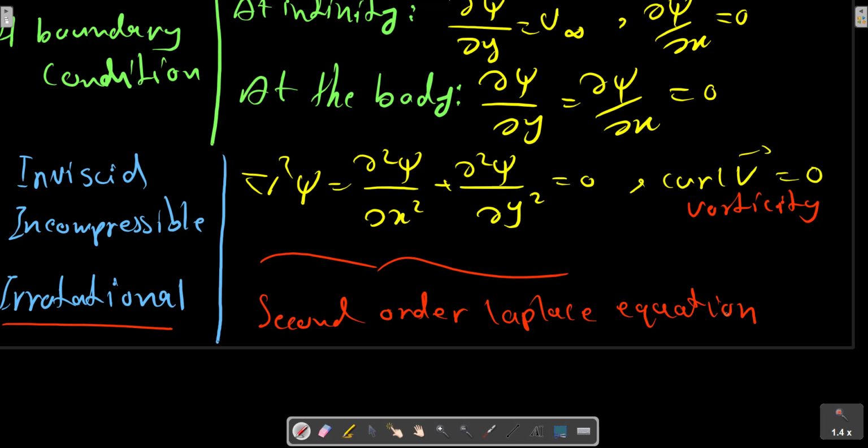For which many solutions are available, and the boundary condition at infinity is psi equals the free stream term plus a constant, and at the body we have a boundary condition of constant psi.